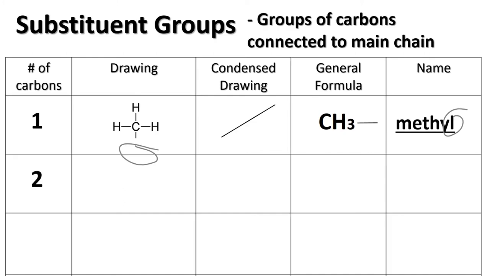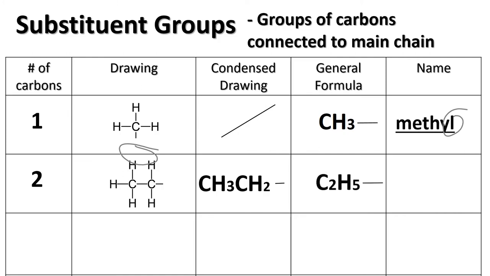So let's go on to our second one here. It looks a little something like that. Again, you put your hydrogens on, and we can draw a condensed version like that. And there's our general formula. Either of these are going to be acceptable when you draw a molecule. And just like before we saw ethane, now we have an ethyl.